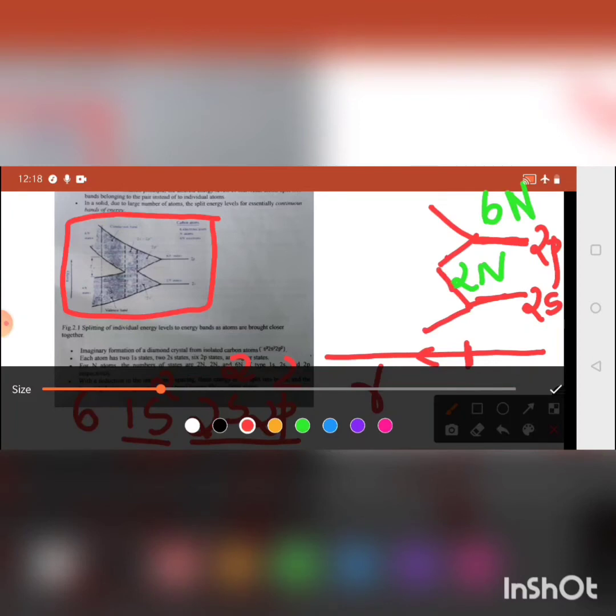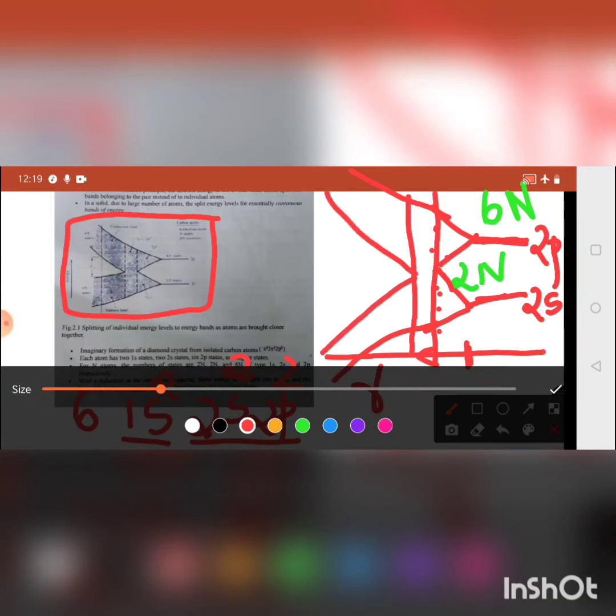Here. Okay. So as the interatomic space decreases further, what will happen? Once it reaches the equilibrium state, the band will again split. It merges and the band will again split.